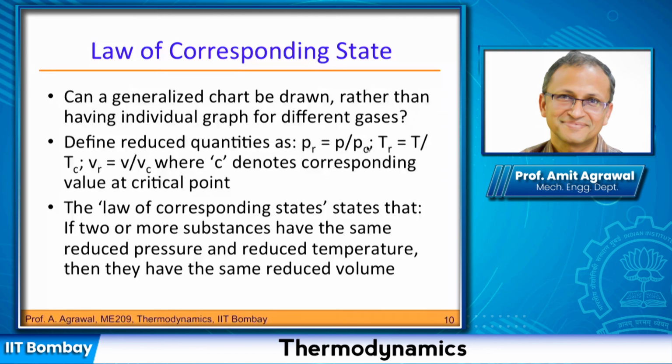And because this applies, we call that the law of corresponding states, which means that if two or more substances have the same reduced pressure and the reduced temperature, then they have the same reduced volume. Although this law is not strictly a law, it gives you a decent sense of the specific volume, the reduced volume, that you expect to get. Okay, is this idea clear?